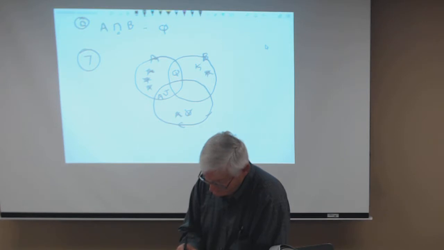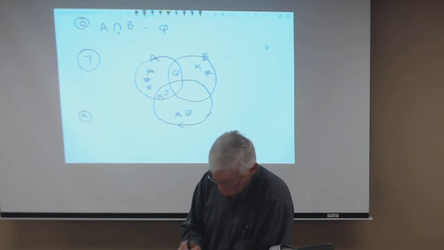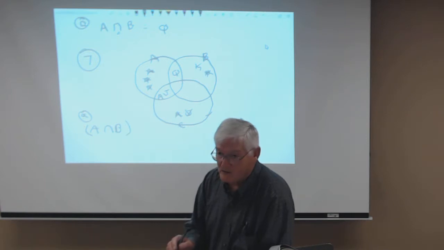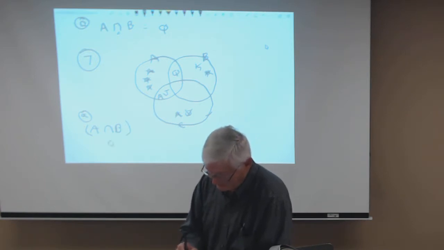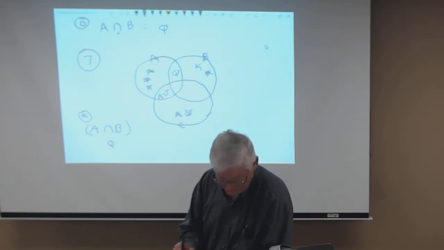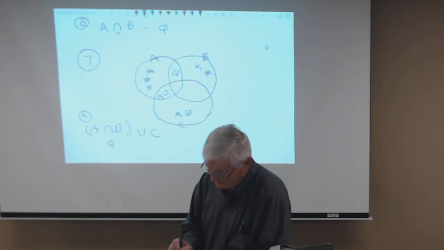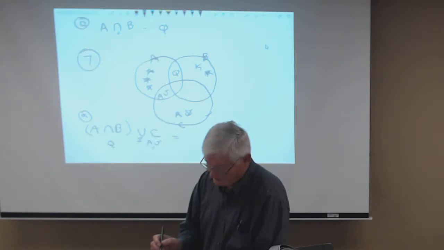7A. A intersect B, parentheses. Where does A intersect B? That's queen, isn't it? Everybody follow that? And where does that union with C? What's C? Ace and jack. So if I unite those two, what do I get for an answer? Ace, queen, jack. Everybody follow that?